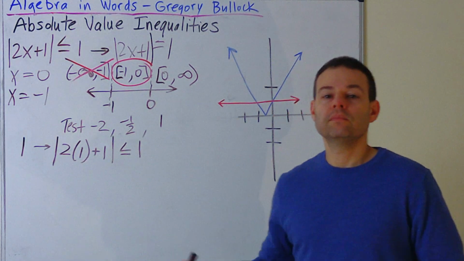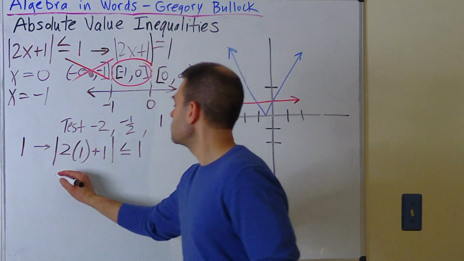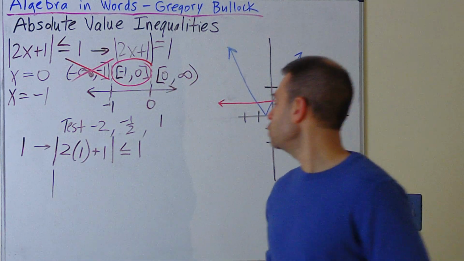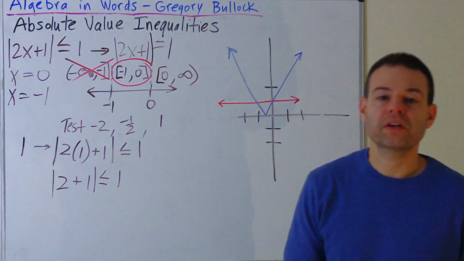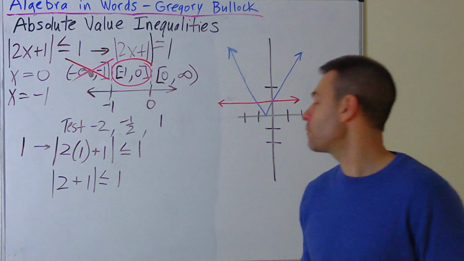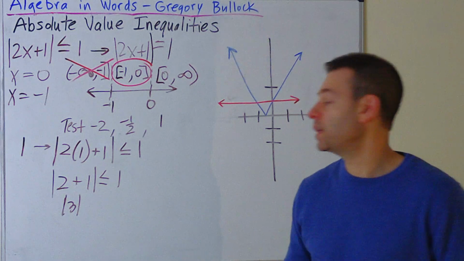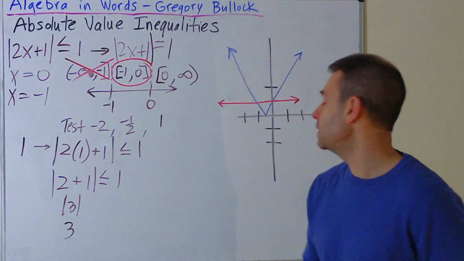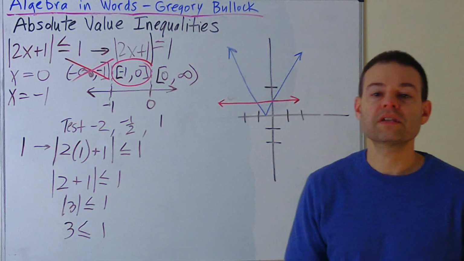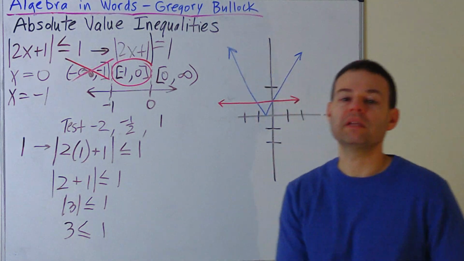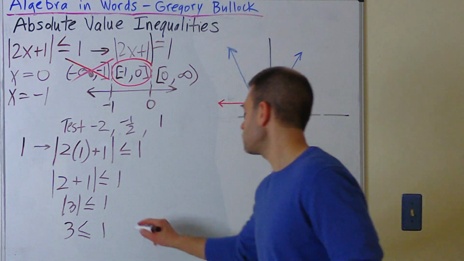And again, I wrote the equation and I filled in the 1 for x, and let's continue to simplify. So we have 2 times 1 is 2, plus 1 is less than or equal to 1, and on the left we have absolute value of 3. So let's write absolute value of 3, and then that's going to become positive 3. Bring down the less than or equal to 1, and let's read the final statement. Is 3 less than or equal to 1? Is that true? No, that's false.